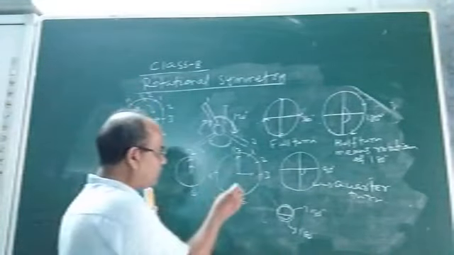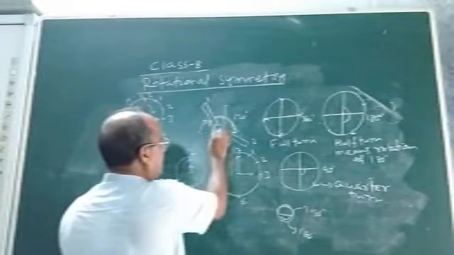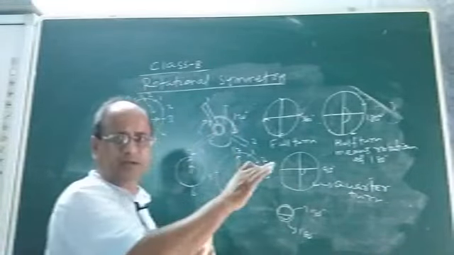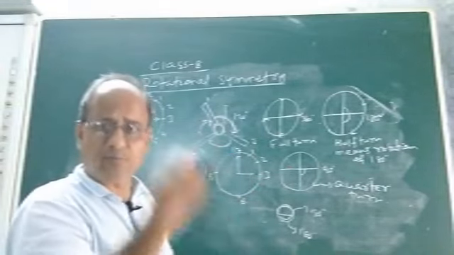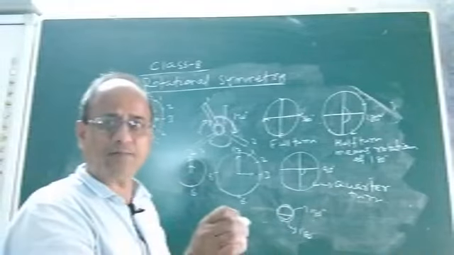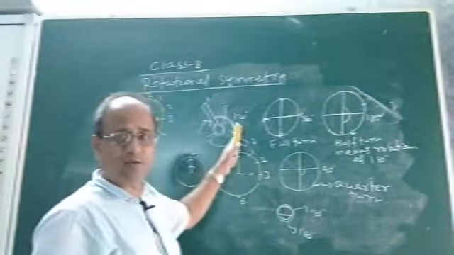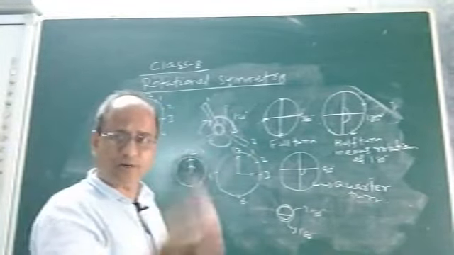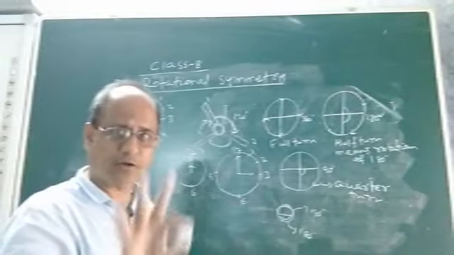Now, what did we come to know? From this discussion we came to know that the point about which an object rotates or moves is known as the center of rotation. And when an object rotates, it rotates through a certain angle. The angle through which the object rotates is known as the angle of rotation. Center of rotation, angle of rotation, you came to know.